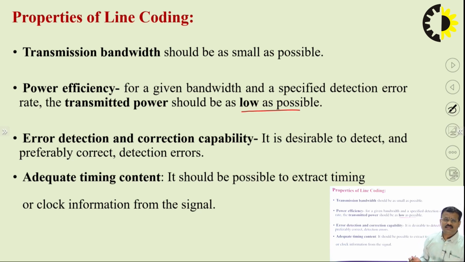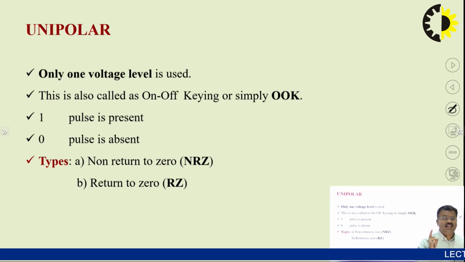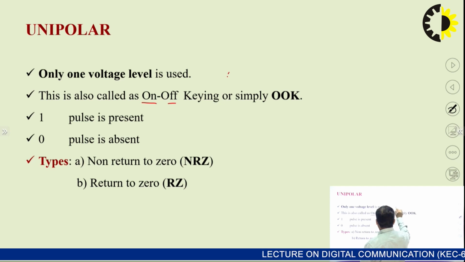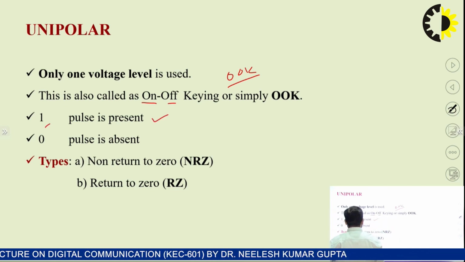So these are some important properties of line coding. Now if we talk about unipolar, uni means one polarity. Unipolar means having only one polarity. So only one voltage level is used. That's why it is called on-off. One voltage level we will use once and once we will not use, on-off. So if one is there, the pulse is present. If zero is there, the pulse is absent.